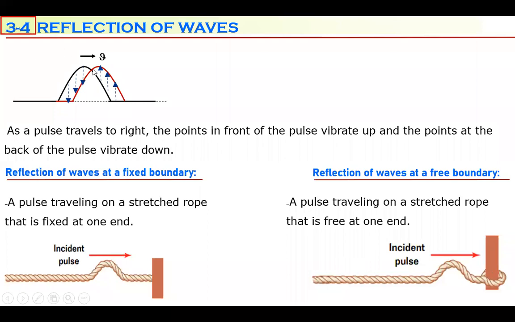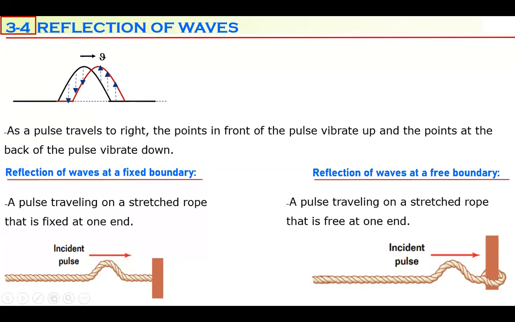So we are going to study these two cases now. The first one is reflection of waves at a fixed boundary: a pulse traveling on a stretched rope that is fixed at one end. Here it is fixed, so this rope is not free to vibrate. The second is reflection of the wave at a free boundary: a pulse traveling on a stretched rope that is free at one end. As you see, there is a ring, and this ring can move up and down freely.